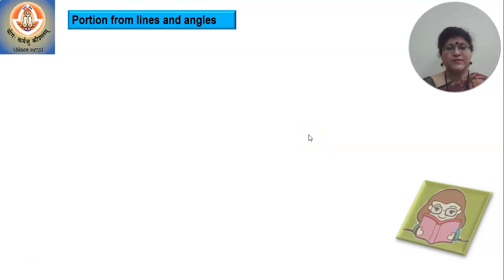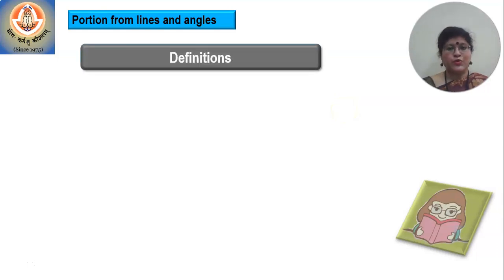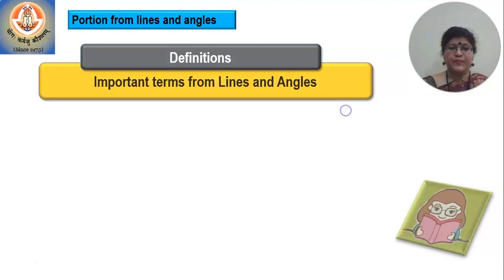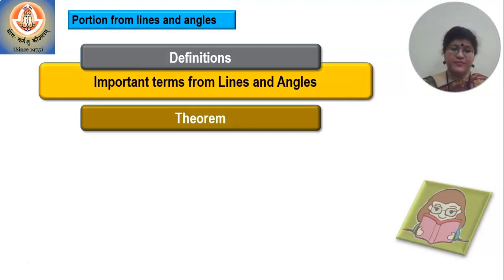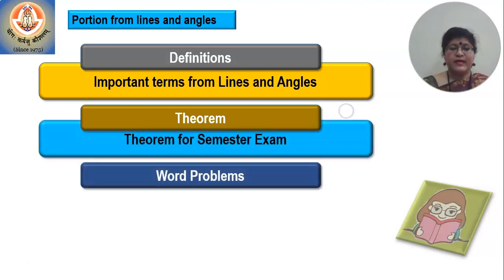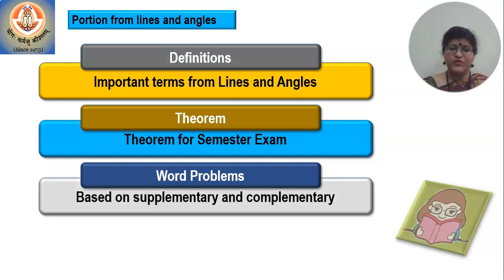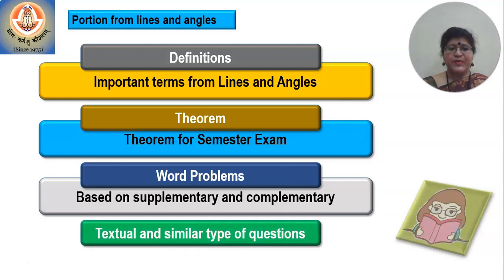In this video lesson, we will be revising lines and angles, and let us see what all is important from this chapter. I want you to go through the definitions and important terms from lines and angles. Theorem. There are many theorems in this chapter, but you will learn one important theorem. I want you to learn the proof of that theorem. Then word problems. You may get word problems based on complementary and supplementary angles.